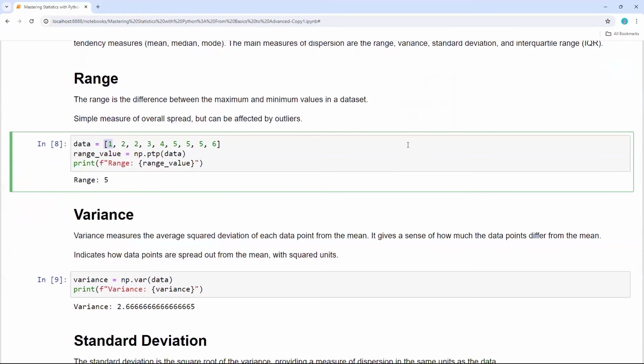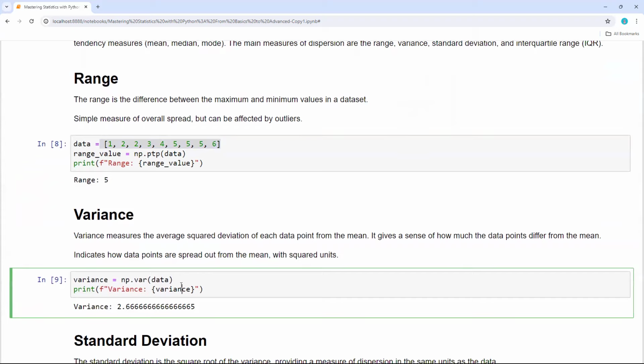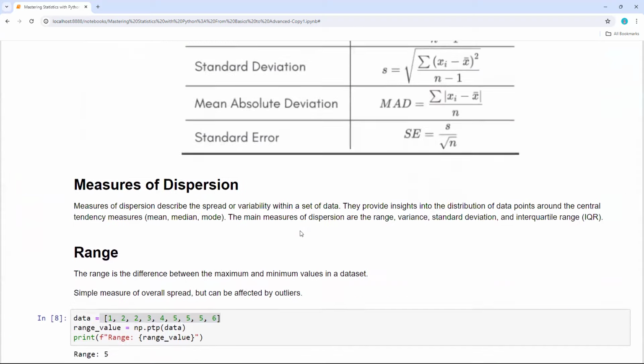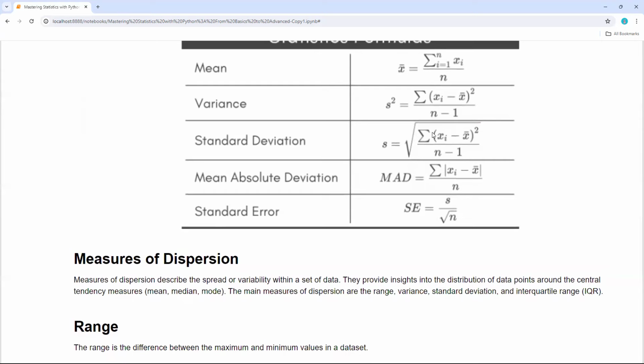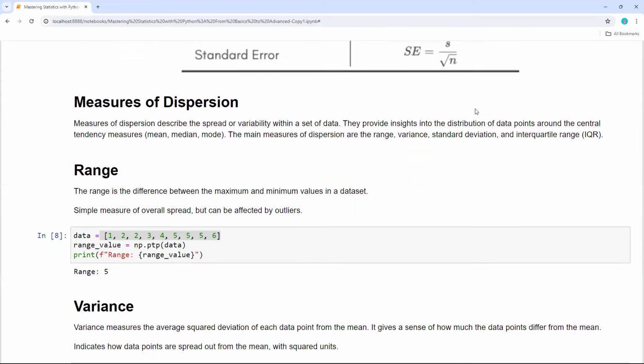So here is a sample example. I take this same set 1 2 2 3 4 5 5 5 6, and I wanted to calculate the variance. So np.var of data, then I'll be able to get the variance. Basically it will be calculated by this formula, sum of the data points minus the mean value squared, divided by n minus 1. And here, if I have 9 points, 9 minus 1, then that will calculate the variance.